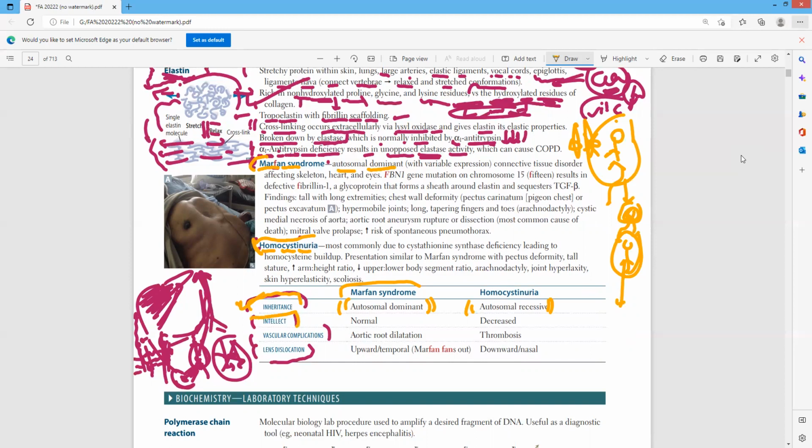For intellect, normally in Marfan you will not be mentally retarded. Unlike homocystinuria, where intellect will be decreased. On Marfan, this is normal, while in homocystinuria it will be decreased.